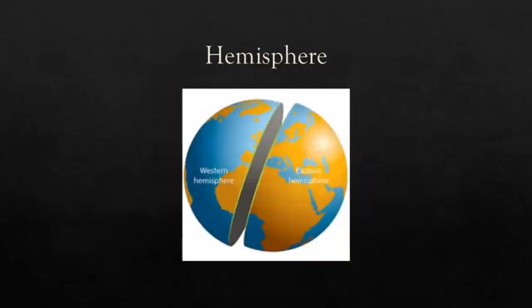The last shape that we'll talk about is a hemisphere. And here's a picture of Earth divided in half. So remember, we just talked about our globe being a sphere. If we cut that sphere right down the middle, then we have the Western hemisphere and the Eastern hemisphere. And so why do they call it that? Hemi means half. So the hemisphere is half of the sphere. So we cut that sphere in half, and now we have a hemisphere.